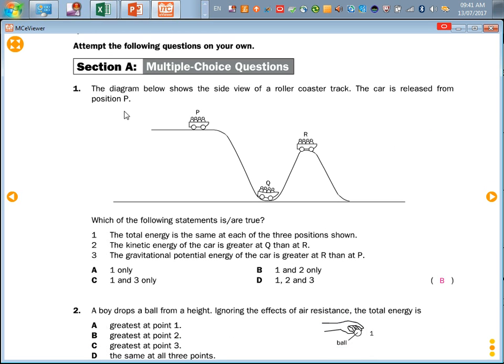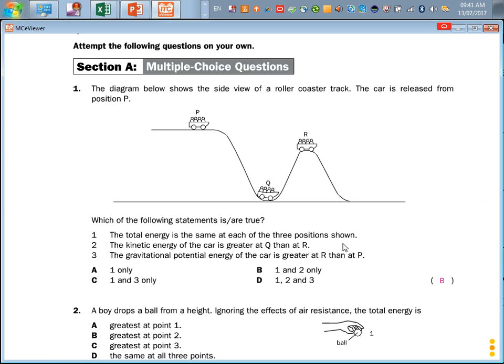So over here we have the side view of a roller coaster track. So it goes up, it goes down, then up, and then down. Which of the following statements are true? The total energy is the same at each of the 3 positions shown. Is that true?